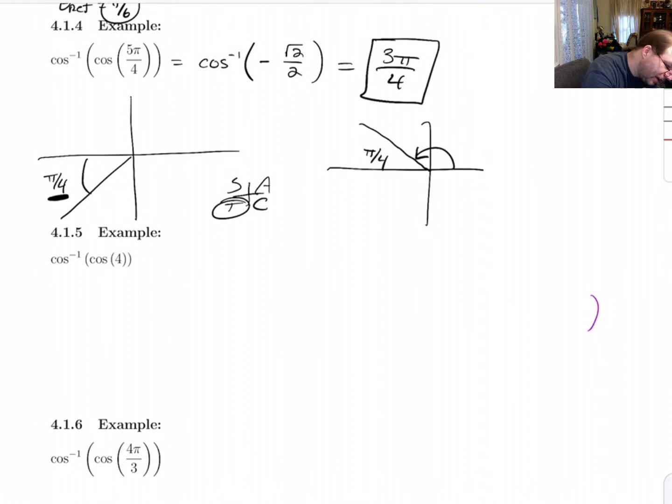All right, this next one. This is one where I really think that we are going to probably want to think about the graph more than just putting this together. Inverse cosine of cosine of 4. Now that's very much like the thing we just did. It's just, in this case, this is an angle of 4 radians.